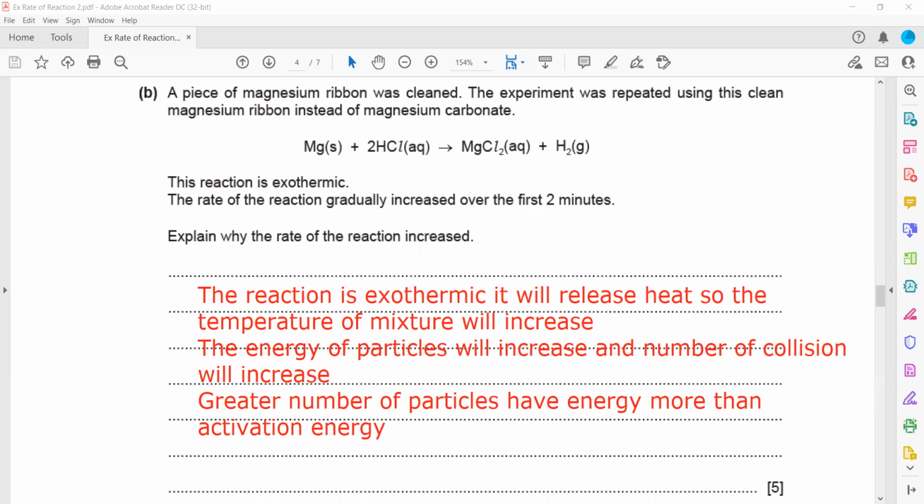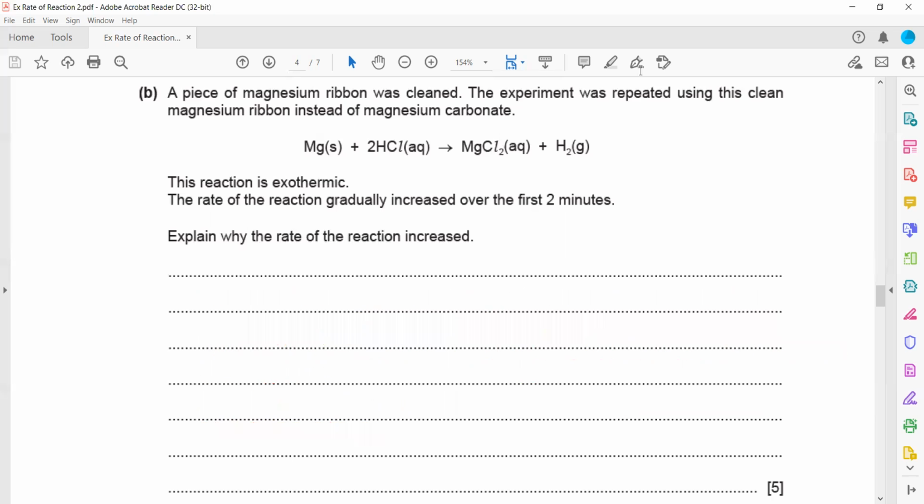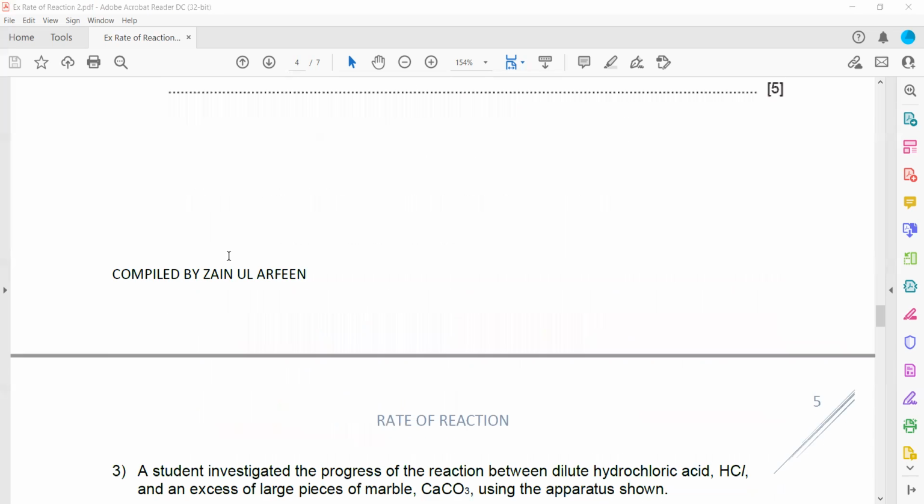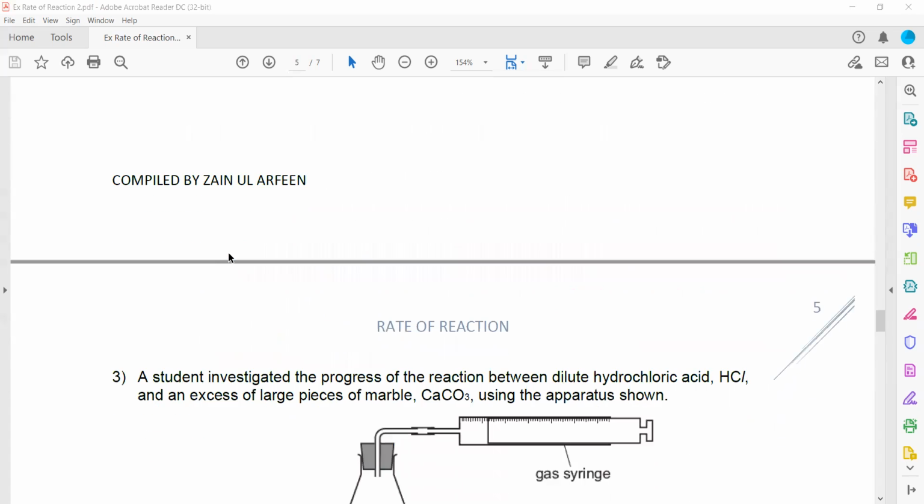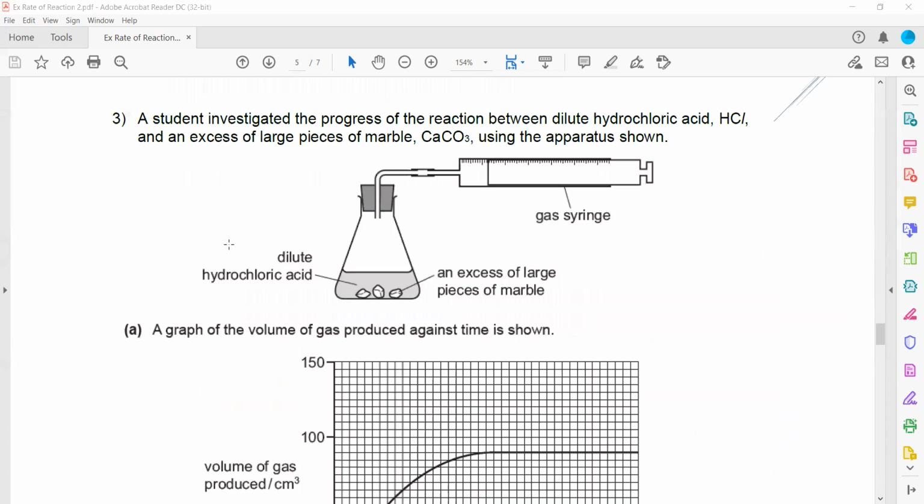So as a result, the rate will increase, because the rate of the reaction is directly proportional to the number of collisions. So as the temperature increases, the number of collisions increases, and due to the increase in the number of collisions, the speed or the rate of the reaction will also increase. So these are always the points which you have to keep in mind whenever you're talking about temperature.